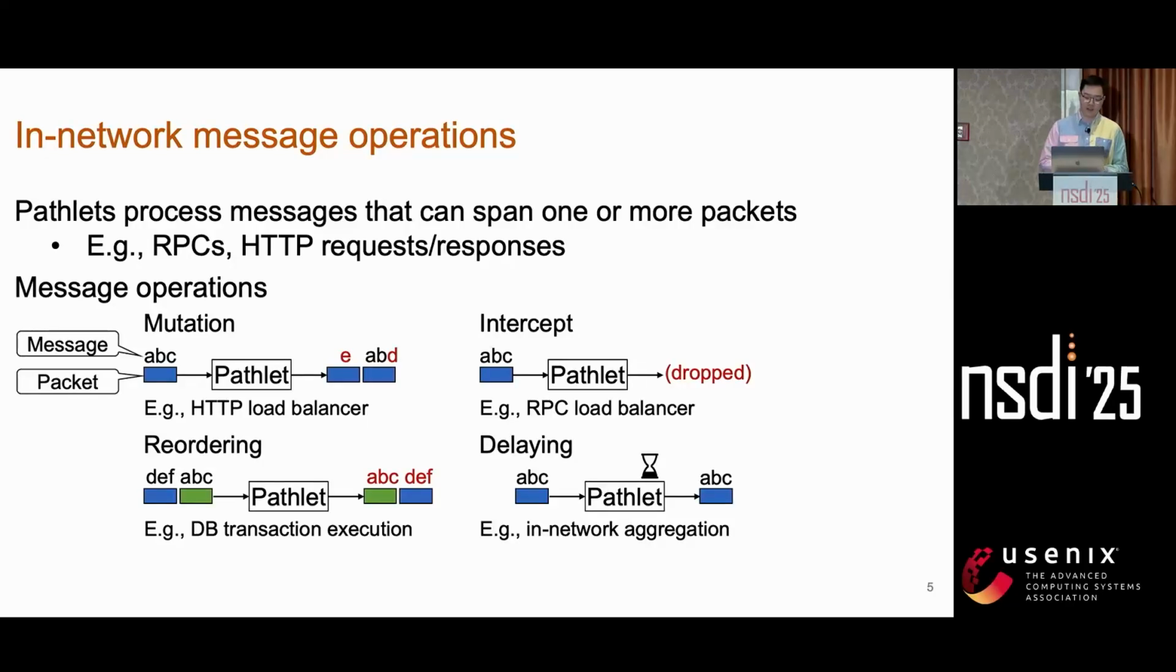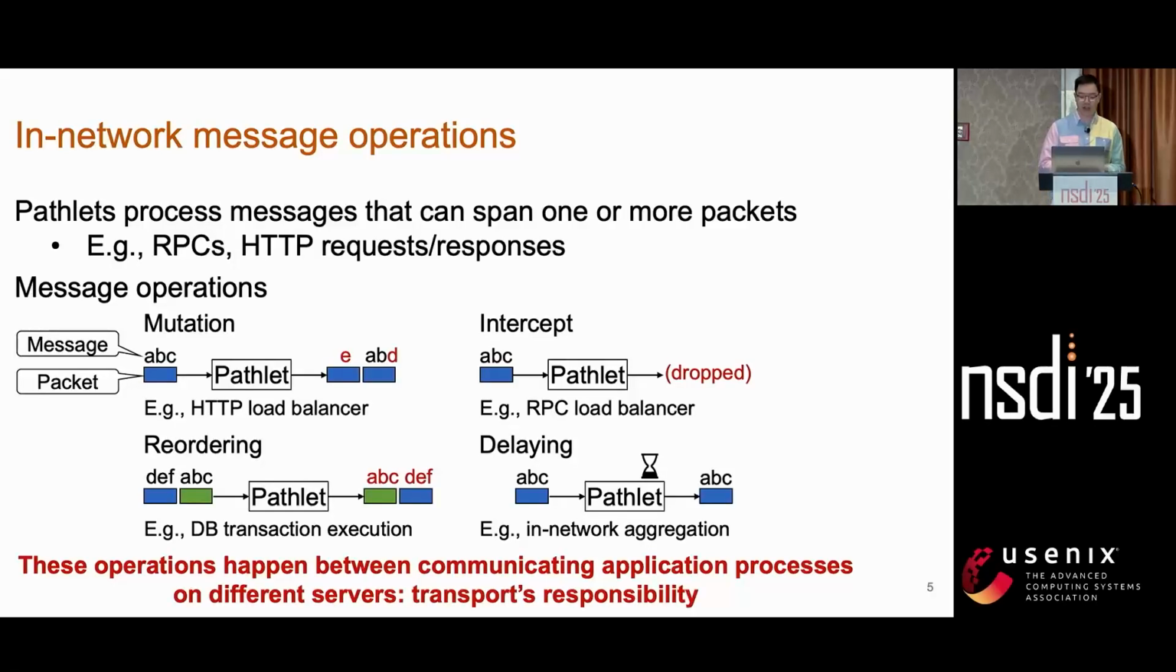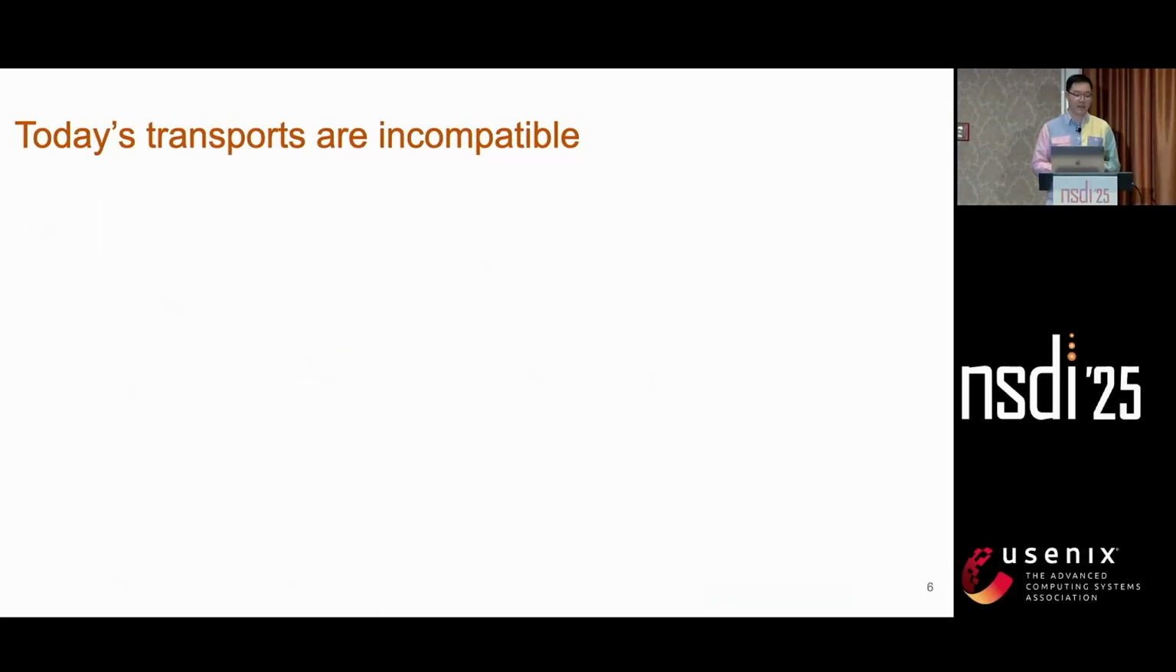And last but not least, messages can experience long and unpredictable delays at a pathlet. This can happen to some in-network aggregation pathlets, for example, where they cannot produce the result in time if there's a straggler. These operations happen between the application processes that run on different servers, and such communication is usually handled by the transport. Unfortunately, today's transports are not compatible.